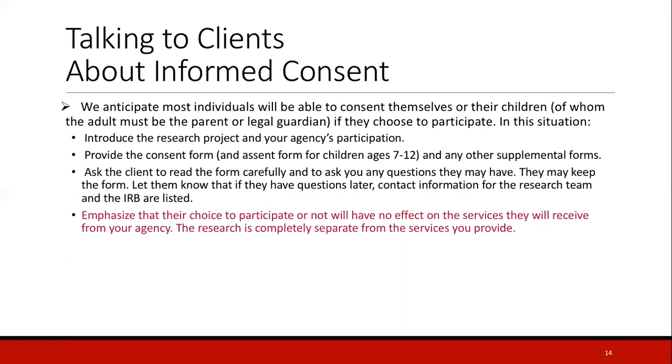Provide the consent form or an assent form if the child is between ages of 7 and 12, and any other supplemental forms which vary agency by agency. You'll ask the client to read the form and let them take their time reading that form, and also remind them that they can ask you any questions that they might have on the spot. They can keep a copy if they would like to, and if they have any questions later, there's contact information for myself and for the IRB.